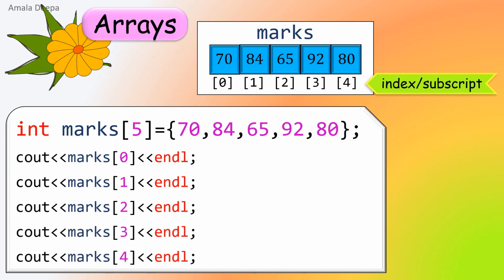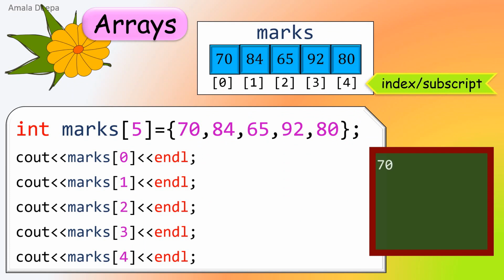These cout statements will give the following output. You can see that the elements are printed vertically. That is because of the endl over here. If I had omitted the endl, all the elements would have been printed horizontally one after another.